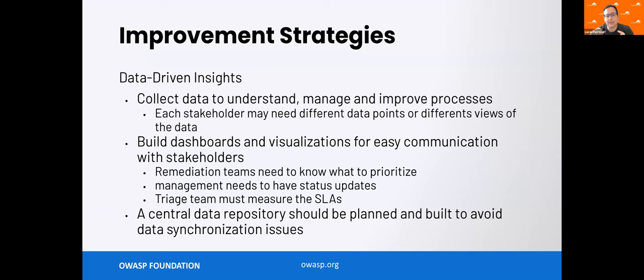One example is in the next bullet point. The remediation teams, the data point they need is what should be a priority. That's the main thing for them. What is the work that I need to do and how should I prioritize it? The management needs status updates, so they need a more general view. Okay, how many tickets are coming? How good are we at fixing those? How can we improve? The security teams, the people doing the triage, for example, are interested in SLAs and they need to keep an eye on the SLAs and understand how they're doing, how the program is going.